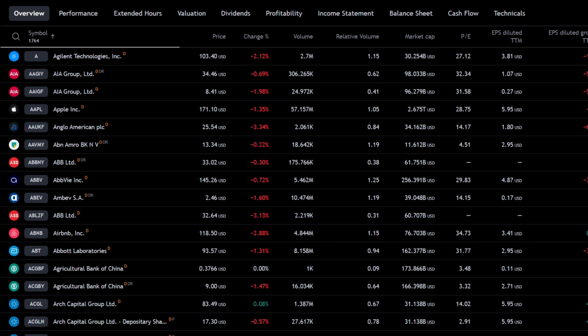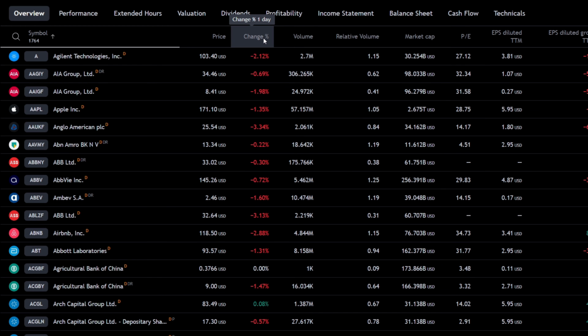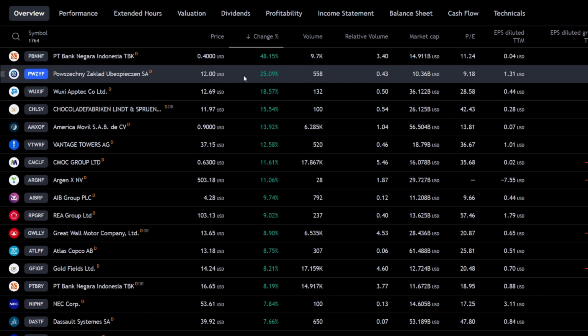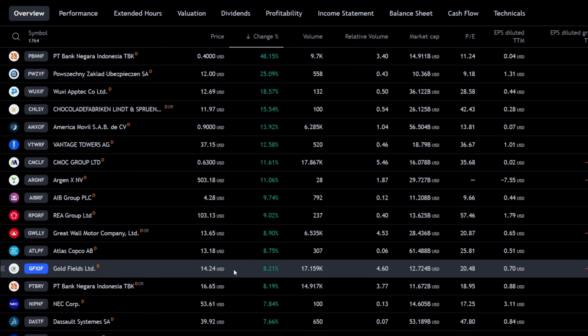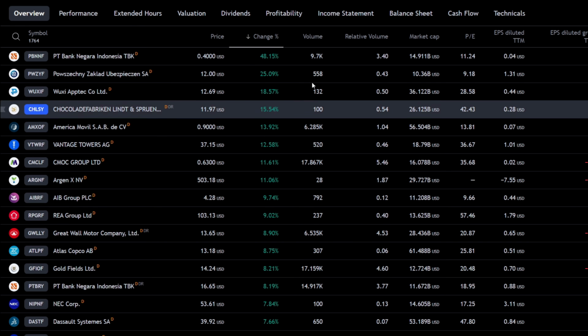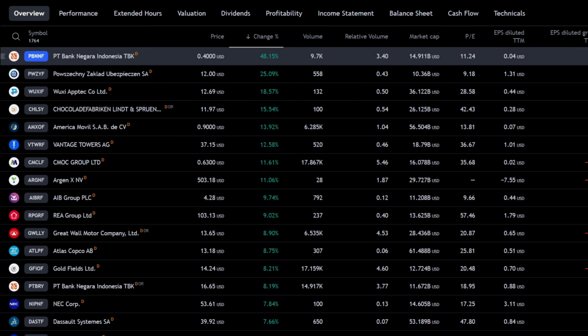And now let's take a look at the main overview of the stocks. This is a pretty useful tab. We have, for example, the price. We have the change for 1 day. You can choose this one to be descending, so you see the biggest increase here on the top. You can see the stocks that are right now performing super well. You have the volume here. You have the relative volume, the market cap, the price to earnings ratio, and so on and so on.